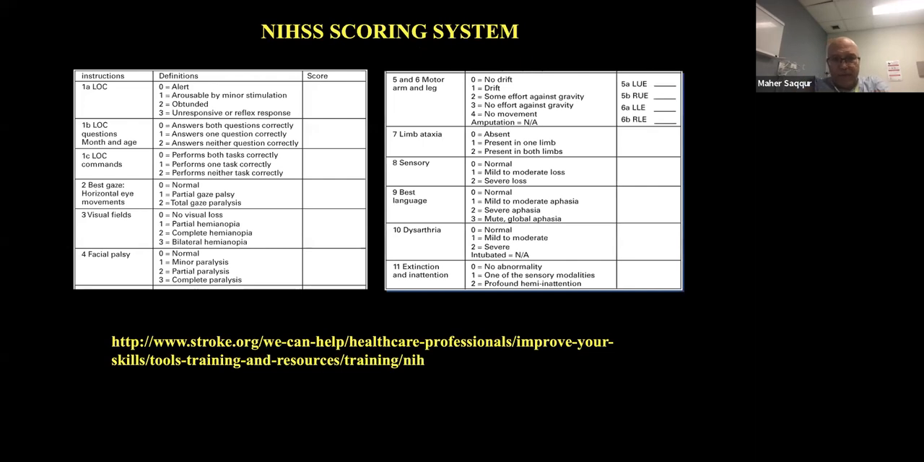Let's go over the elements of the NIH stroke scale. As you see, there are 11 items, but some items have a right and left side. For that reason, there are 15 points, but there are 11 items in it. And if you want to be certified, which is simple, you can go through several cases, get trained. This is the link for training on the NIH stroke scale. So you can go online, get trained on the NIH stroke scale, and feel comfortable to do it.